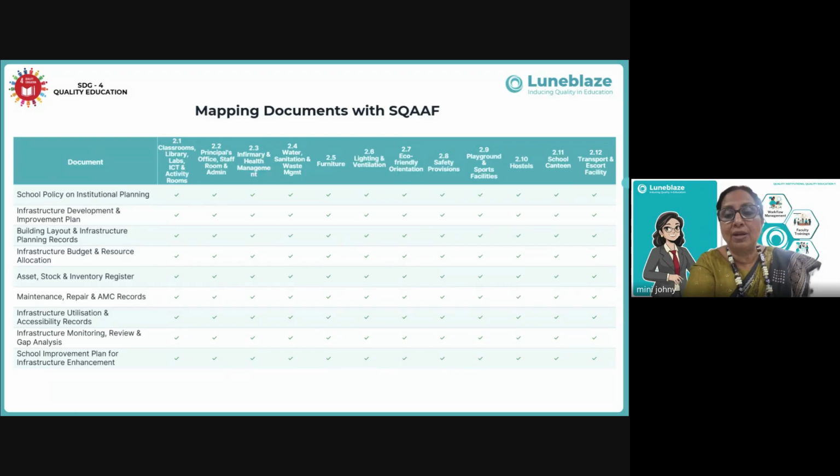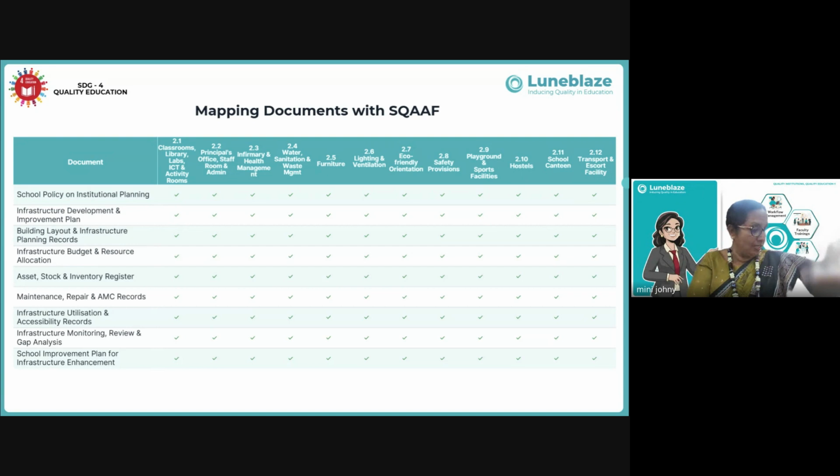Do you see that? We discussed all these points. But here, there is some alert CBSE has told. That is, in 2.3.1, there is an alert given. That is nothing but the school has effective preventive health care and health management facilities. That means they will look into the infirmary and health management facilities.